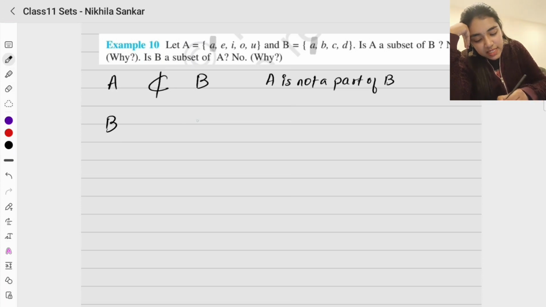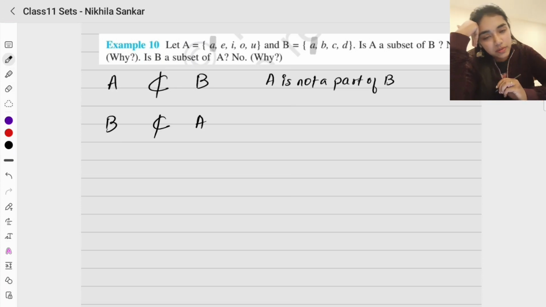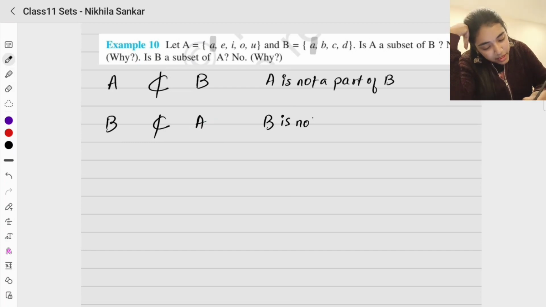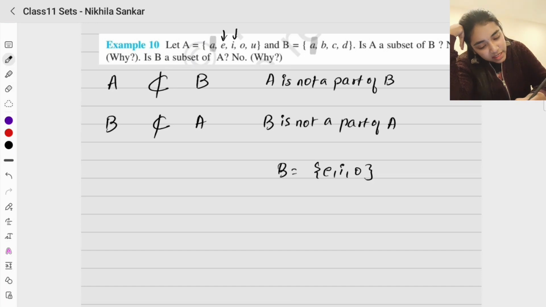They are asking if B is a subset of A. B is also not a subset of A. Correct? Because the elements of B are not a part of A. B is not a part of A. இப்போ B is equal to {e, i, o} அப்படின்னா அது A லேந்து எடுத்திருக்கு.